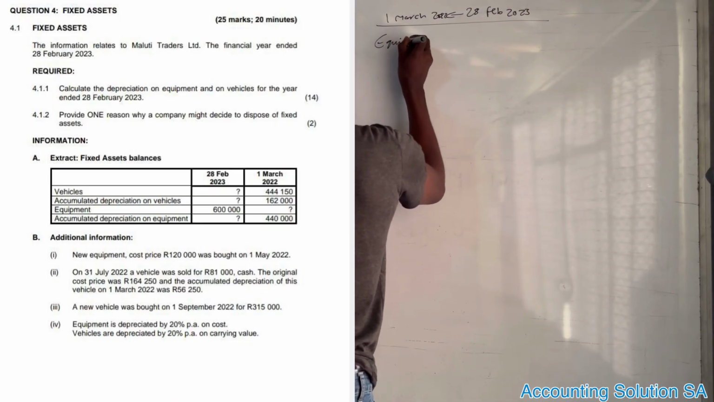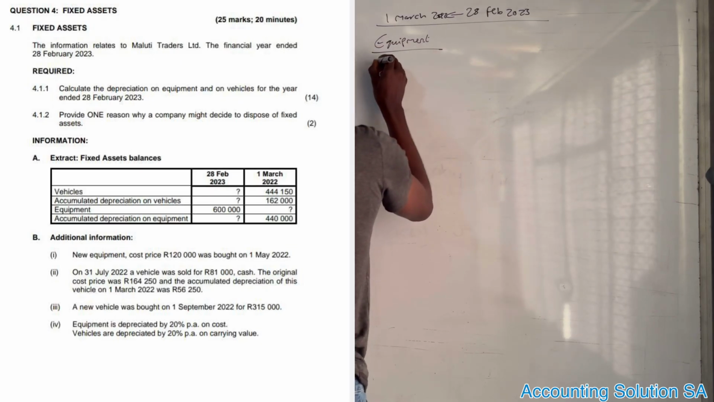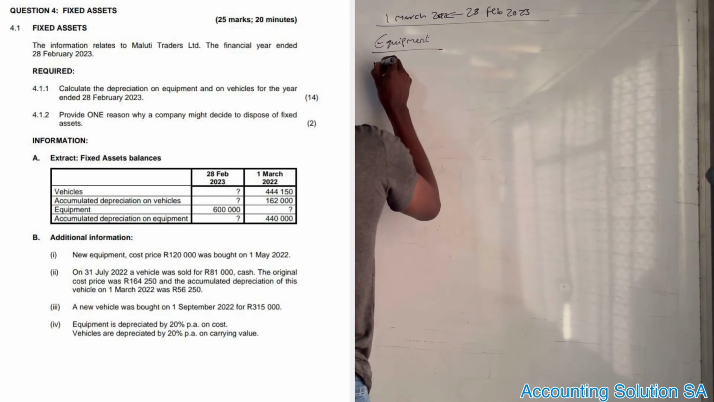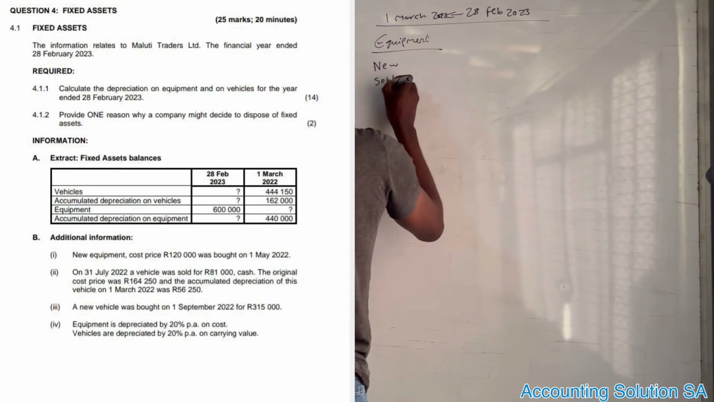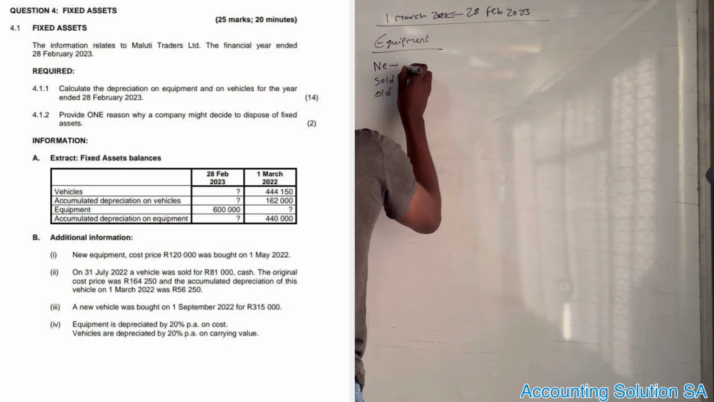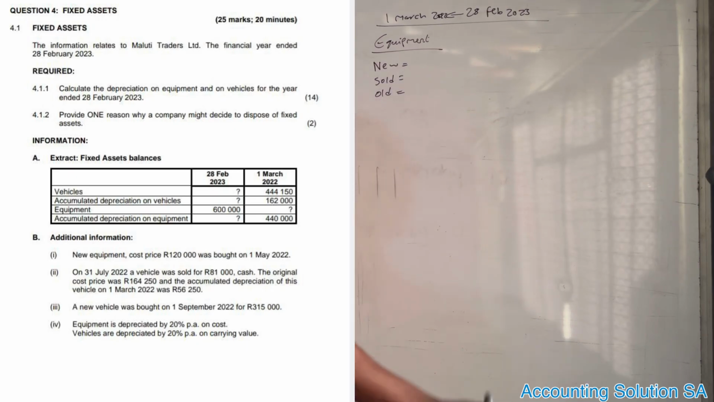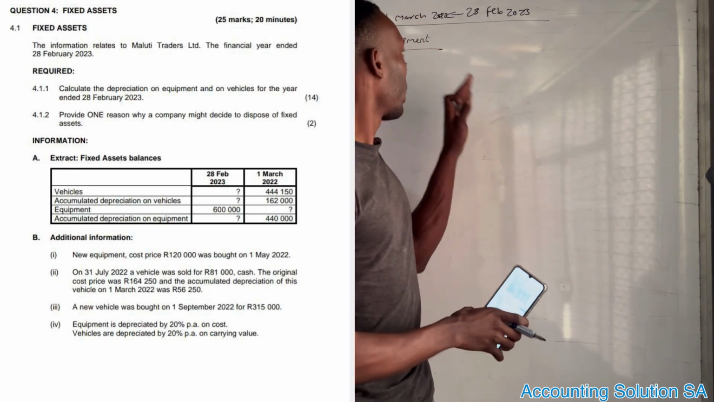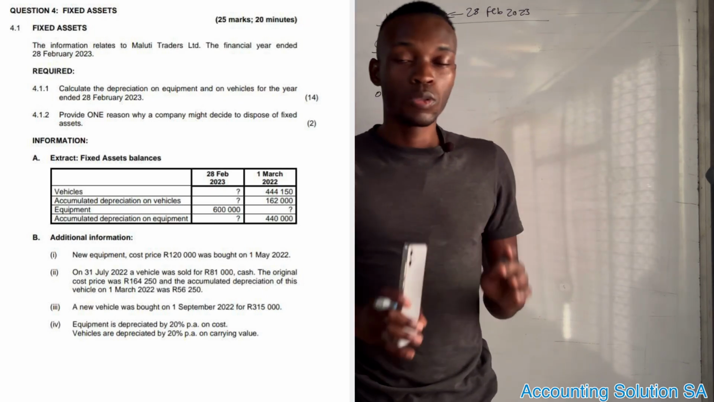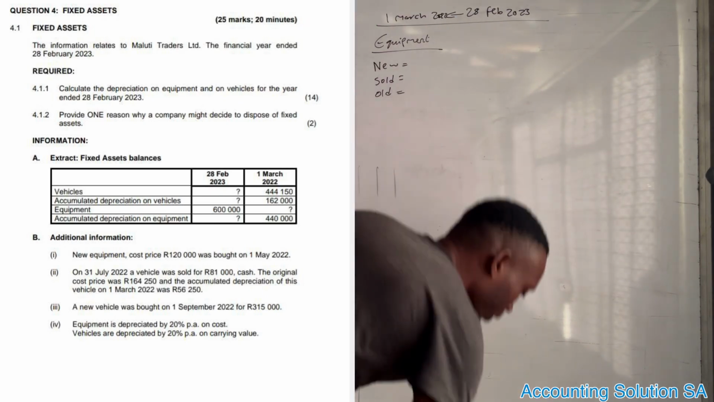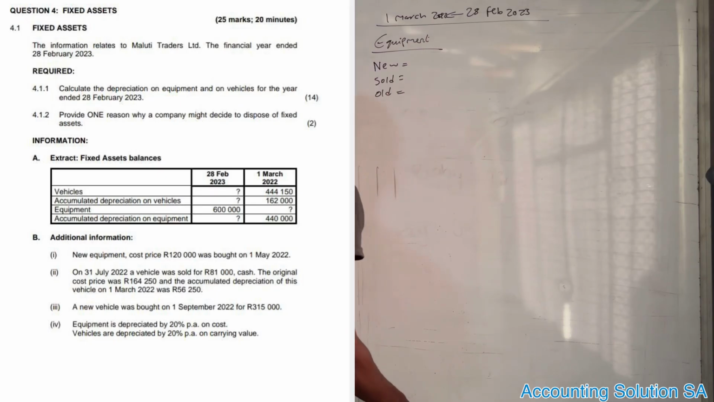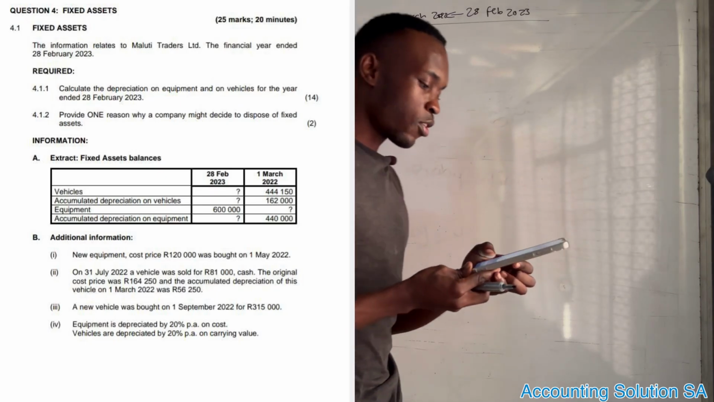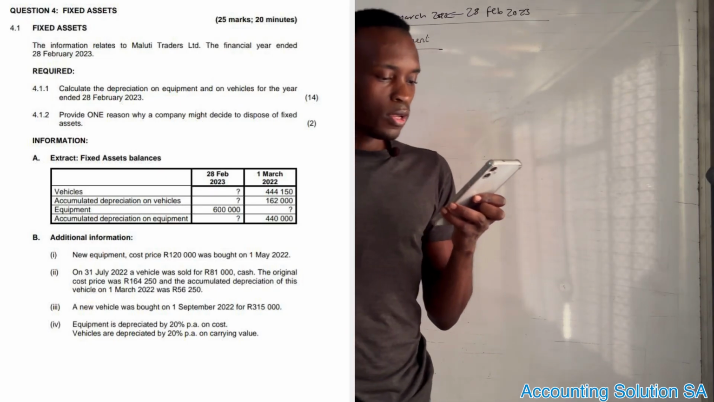Equipment. Every time, guys, when you calculate the depreciation, there are these three categories: new, sold, and old. No matter what strategy you use, guys, you don't calculate them at the same time. You must do them separately. Okay, now let's start with the new one. Let's focus on the new one only. Do we have a new equipment?